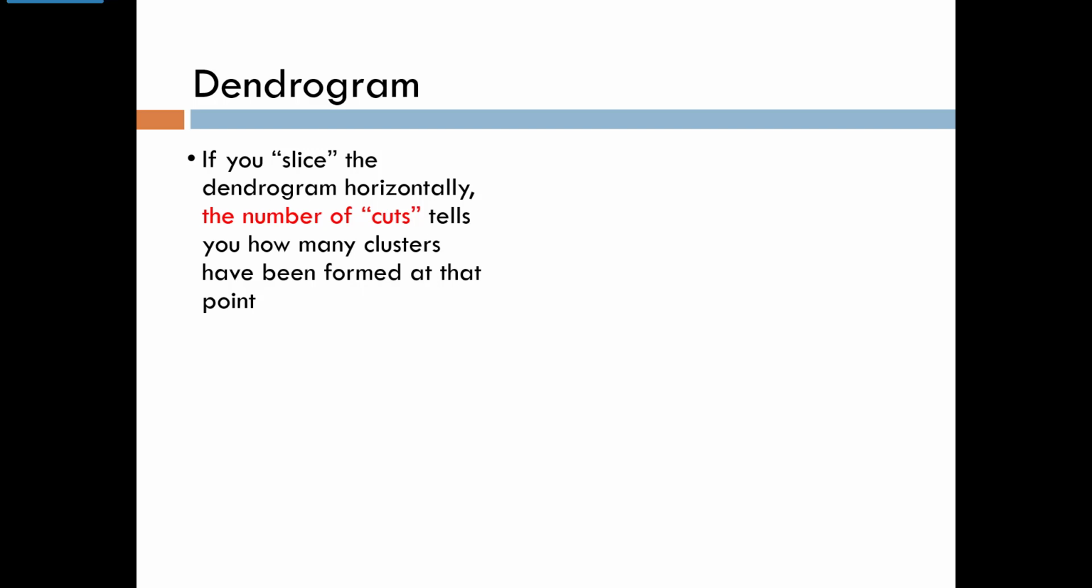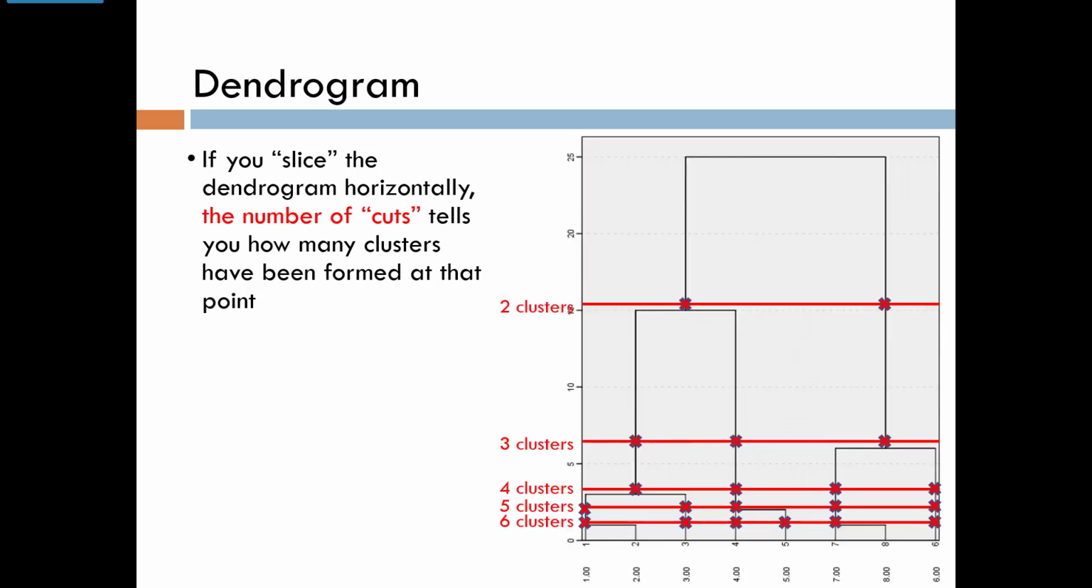Here's an interesting aspect of this chart. If you slice the dendrogram horizontally, the number of cuts, that is red X's, in the vertical lines tells you how many clusters have been formed at that point. For example, if you slice it just after the first 2 clusters are formed, you get 6 cuts, indicating 6 clusters. As you keep going up, you get 5 cuts, 4 cuts, 3 cuts, and so on.